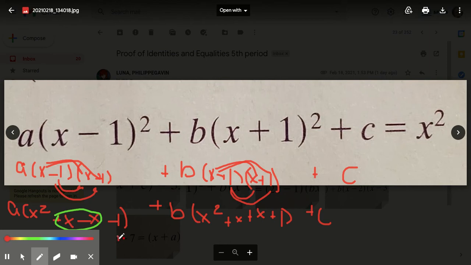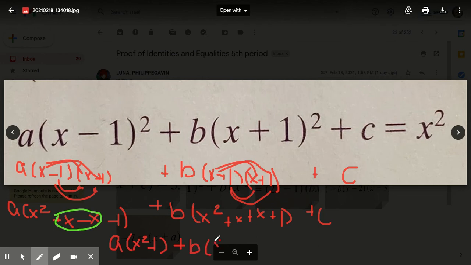So now I have a times x squared minus 1. And side note, that's the identity of x minus 1 quantity squared, because you know that middle term is going to cancel out. Okay. Plus b times x squared plus 2x plus 1 plus c.